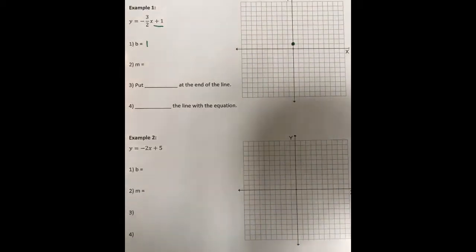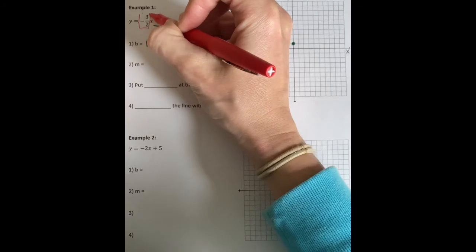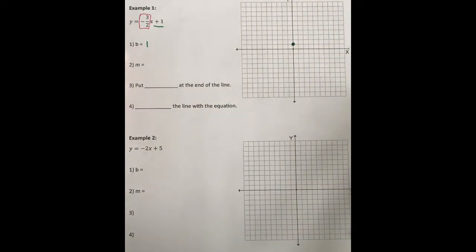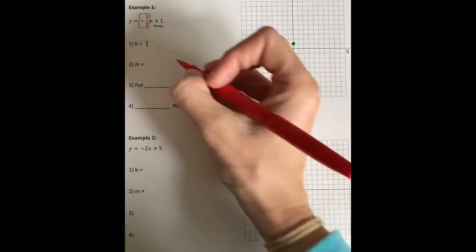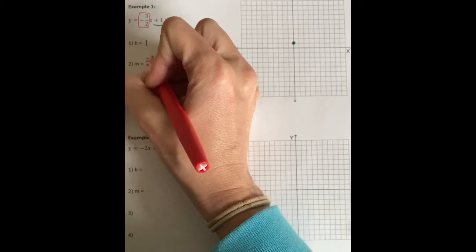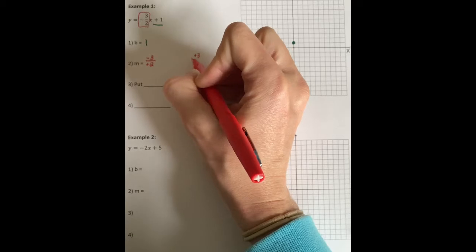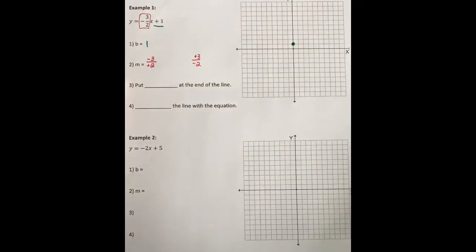Next, we need to identify the slope. Here, my slope is -3/2. So now the question is, where does that negative go? What you get to decide is where that negative goes. So you can choose for the slope to be -3 over a +2, or it could be a +3 over a -2. So remember, we're following the formula of rise over run.